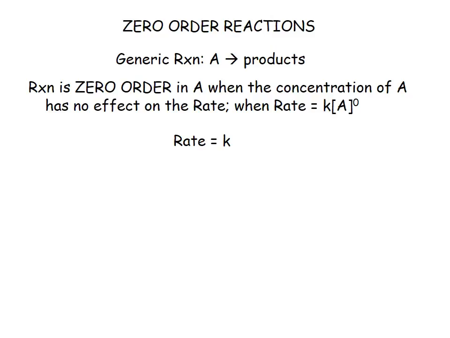We're going to start with a zero order reaction. For A going to products, the reaction is zero order in A when the concentration of A has no effect on the rate. So the rate law you see is rate equals k times the concentration of A to the 0 power, which means that A to the 0 power turns into a 1. That reduces the expression to rate equals k.